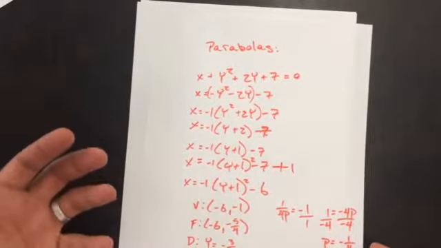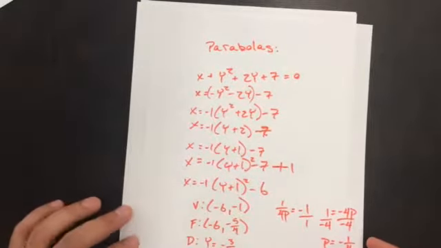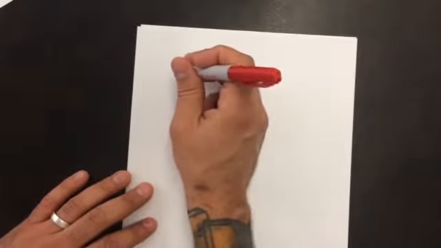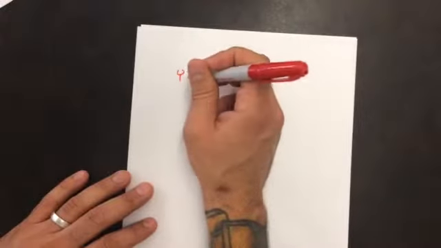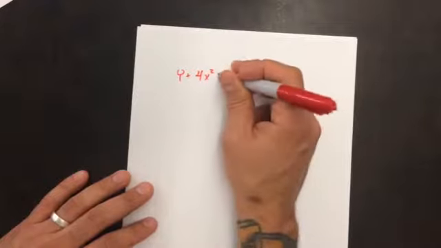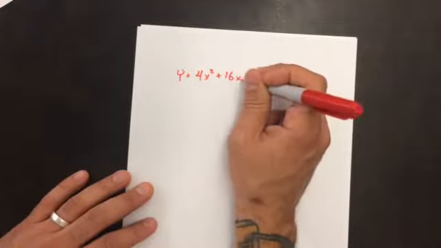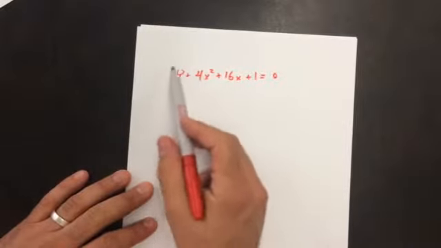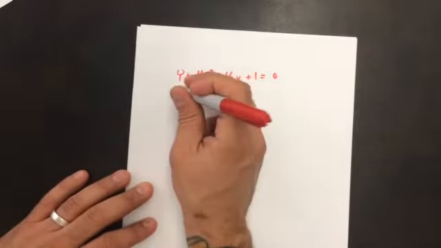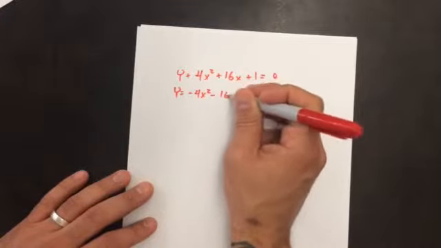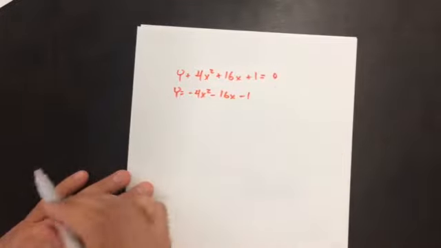We're going to do the same thing if the y is the term that's not squared. So I'm going to do another example. So if I have something like, the y is the term that's not squared, so I want to get everything else to the other side of the equation. So I'm going to subtract 4x squared. I'm going to subtract 16x. I'm going to subtract 1.